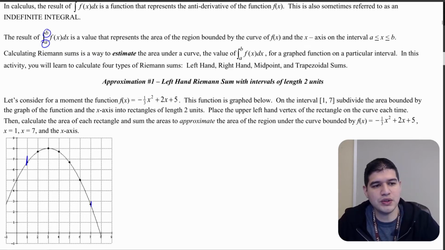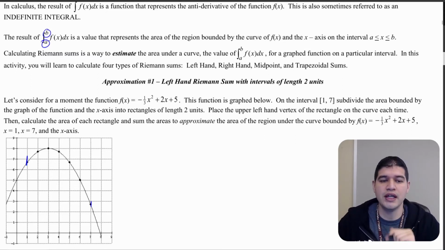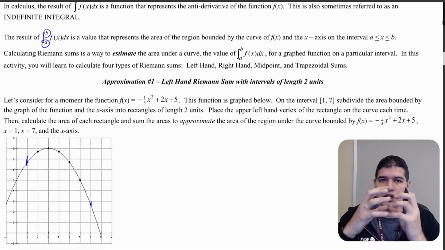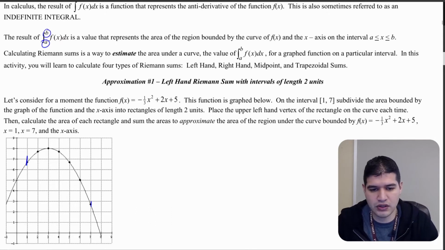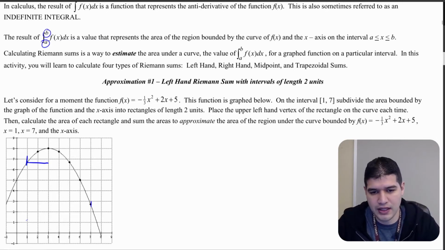So what we want to do is find a left-hand Riemann sum with intervals of length 2 units. For a left-hand Riemann sum, on your graph, you're going to look from 1 to 7, and you're going to start on the left part of the interval, and you're going to draw a rectangle for 2 units. Make it flat, and then you're just going to draw it down.